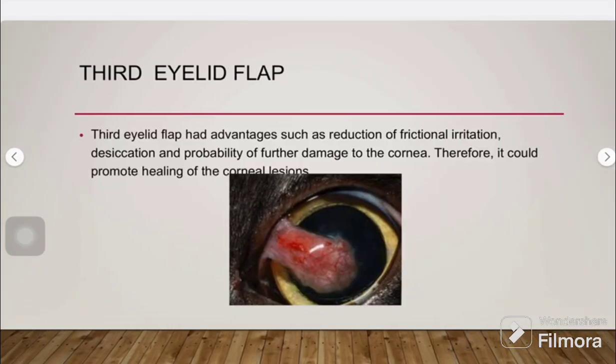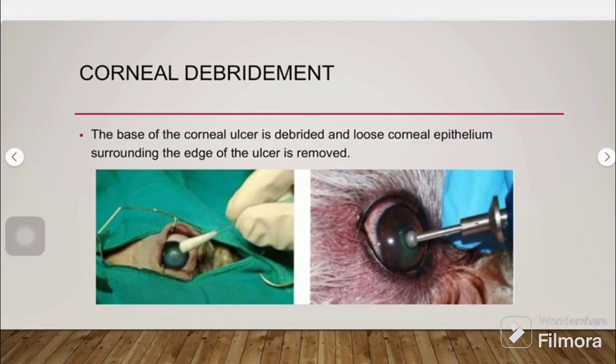Second, surgical management is by corneal debridement. The base of the corneal ulcer is debrided and loose corneal epithelium surrounding the edge of the ulcer is also removed, as you can see in this picture. See, this is the debridement of the ulcer.